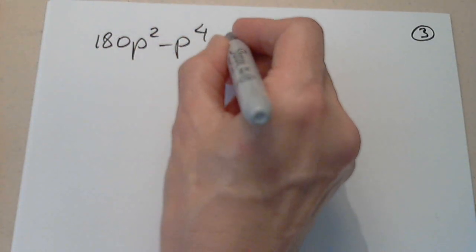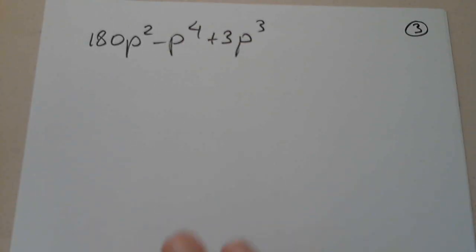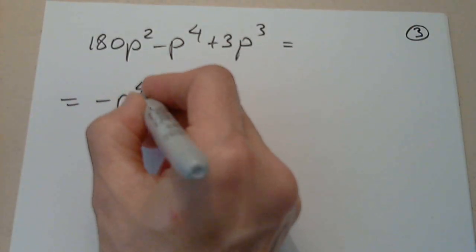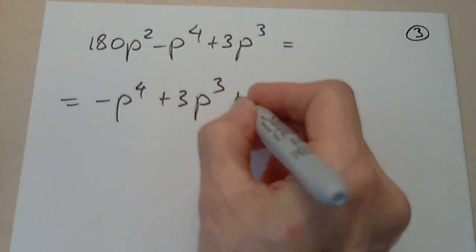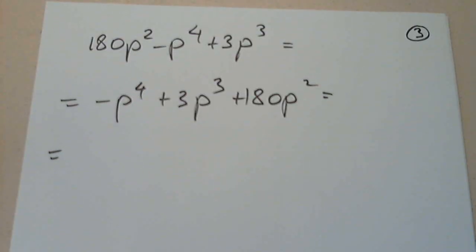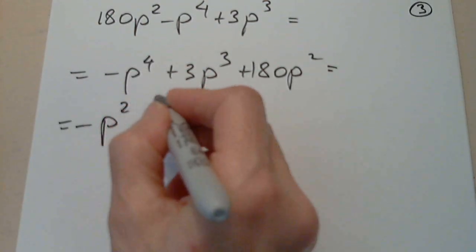Okay, so here we have 180p squared minus p to the 4th plus 3p to the 3rd. It's a trinomial, but it's not in descending order. I refuse to work on it. Negative p to the 4th plus 3p cubed plus 180p squared. Now I see a common factor and I see a negative leading coefficient. Negative p squared right away.